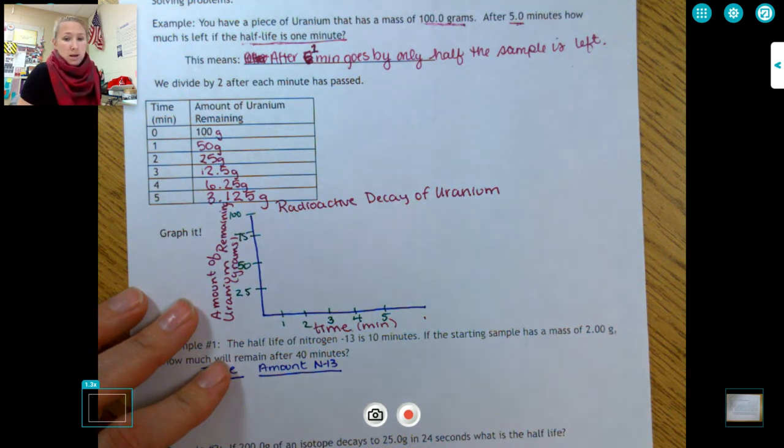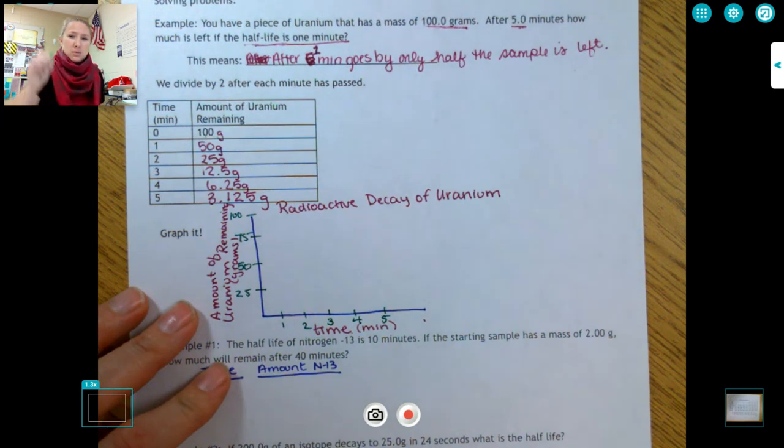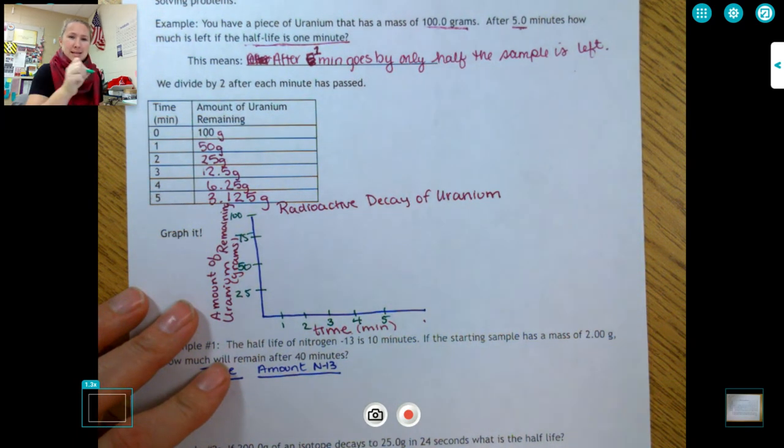We want to draw a dot plot and then a line of best fit. This is exponential decay, so it's not going to be a straight line. It's going to be a curved line. So we're going to end up connecting our points and kind of smoothing them out.